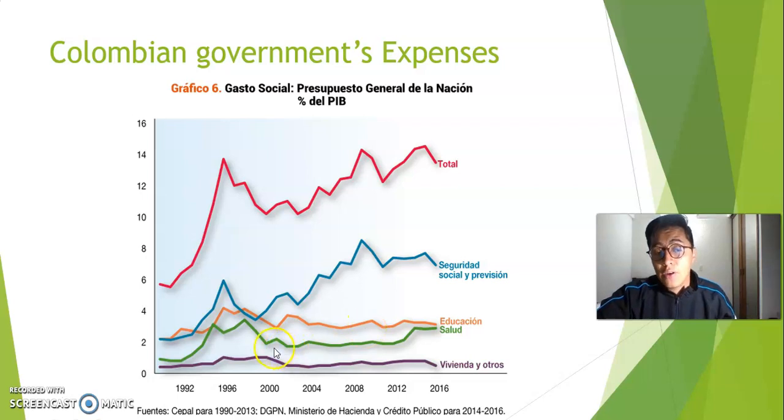And the third characteristic is health, and the fourth characteristic is the subsidies that the state gives to the people. So for today is enough.